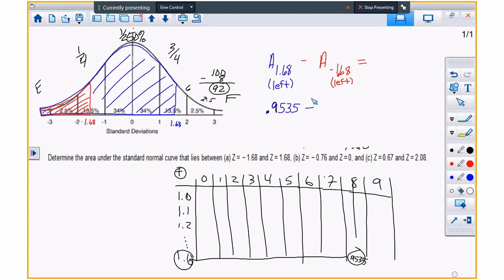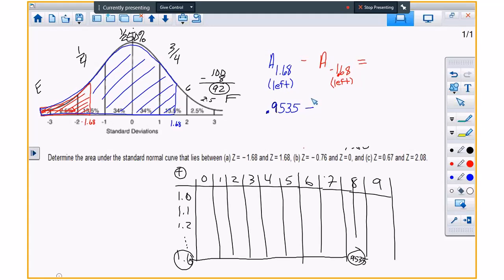Now let's look at it from a common sense standpoint. This right here is 2.5, right? Yes. Okay, and this is about, I'd say, 6. So 2.5 and 6. So you're talking about 8%, 9%, somewhere in there.